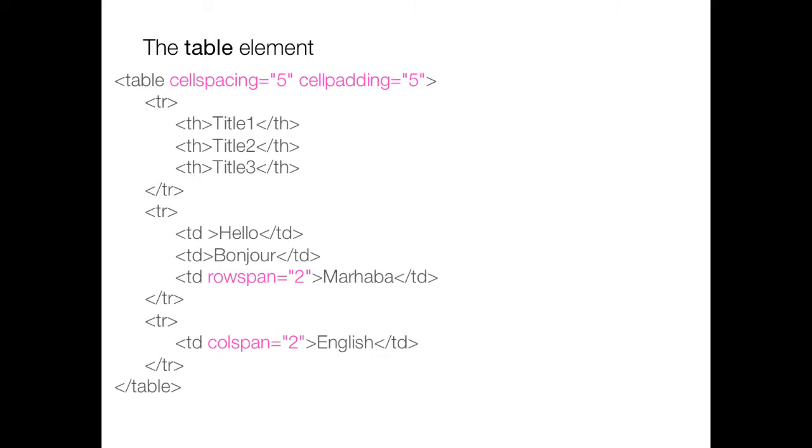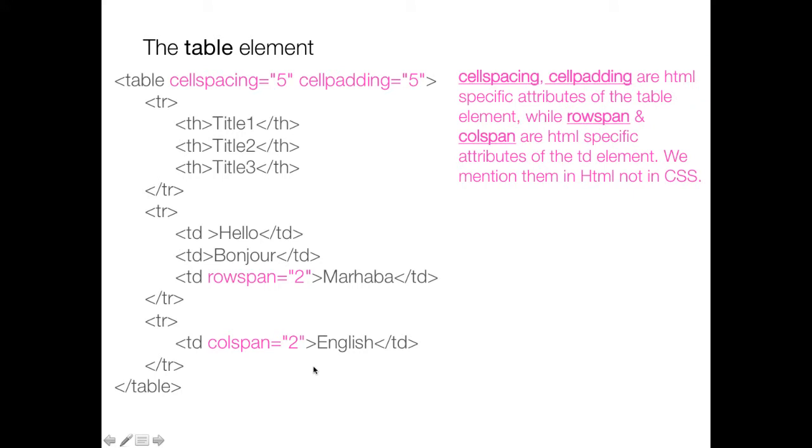Again, talking about the table element, cell spacing and cell padding. What does this stand for? And what is row span? What is col span? Let's look at the result. Cell spacing and cell padding are HTML specific attributes of the table element, while row span and col span are HTML specific attributes of the TD element. We mentioned them in HTML, not in CSS.